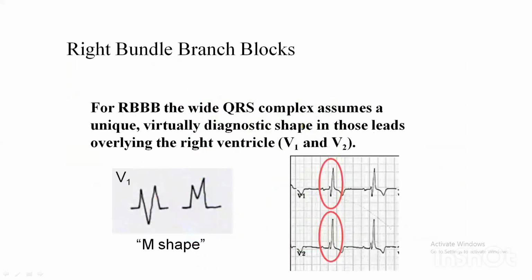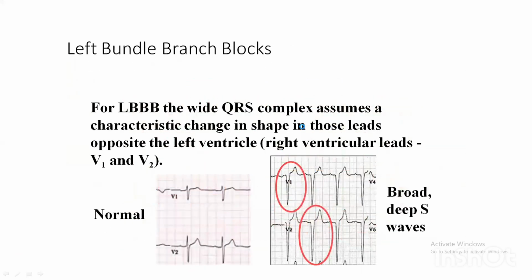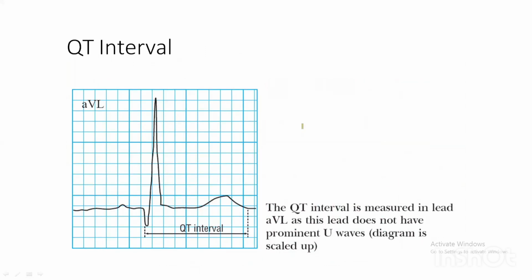So we have discussed the bundle branch blocks. Now we'll start with the QT interval. The QT interval is measured in lead AVL, as this lead does not generally have a prominent U wave. The diagram is scaled up for seeing the waves carefully. We have zoomed it, and in AVL here, can you see the QT interval?